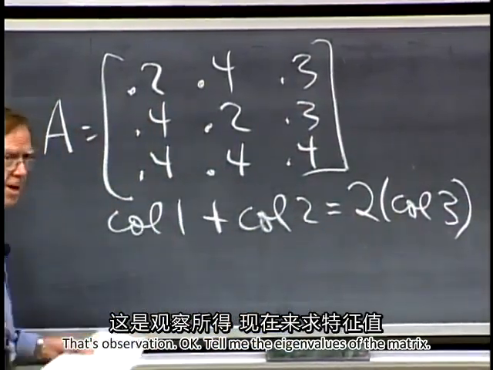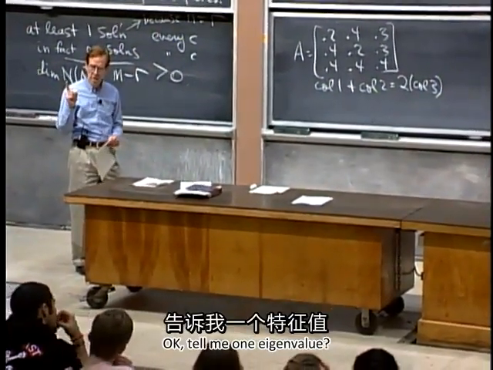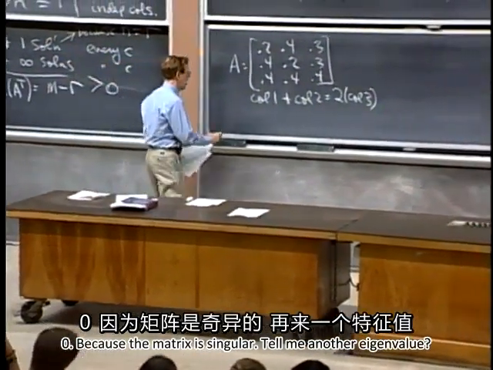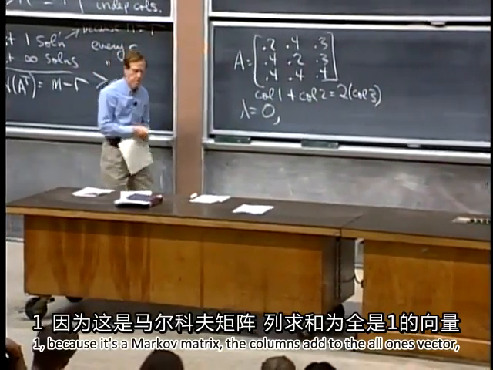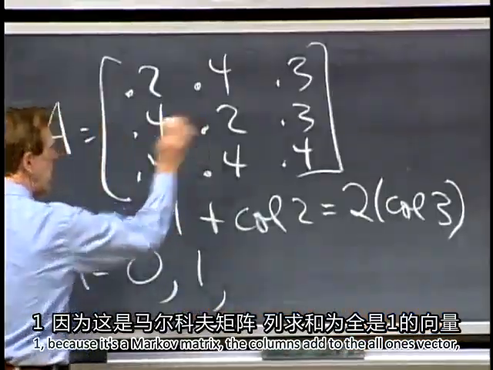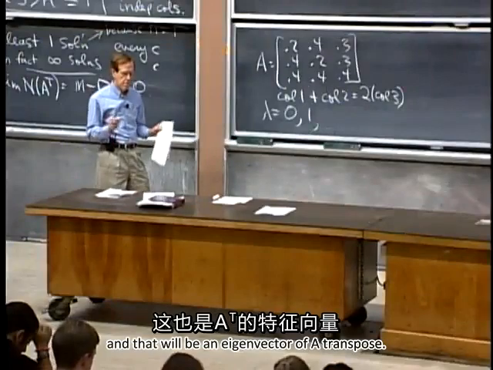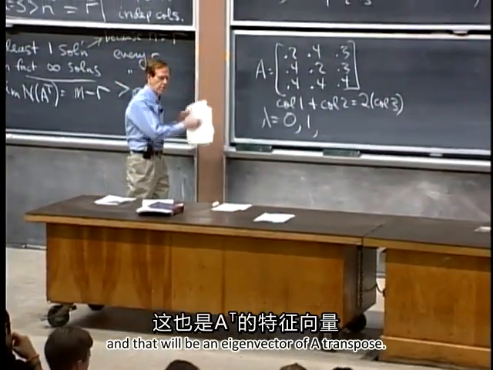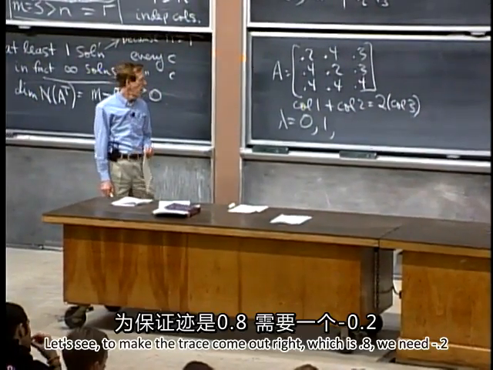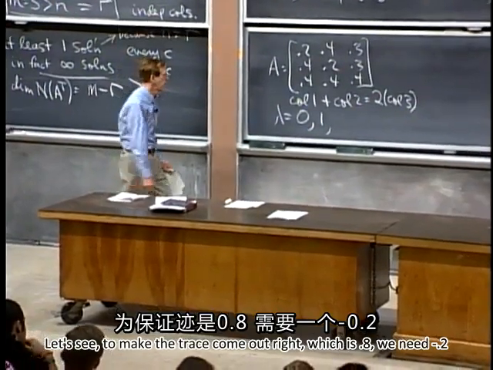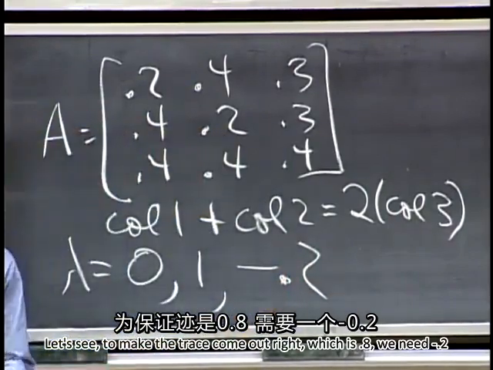Okay, I want you to tell me the eigenvalues of the matrix. Okay, tell me one eigenvalue. 0, because the matrix is singular. Tell me another eigenvalue. 1, because it's a Markov matrix. The columns add to the all ones vector, and that will be an eigenvector of A transpose. And tell me the third eigenvalue. Let's see, to make the trace come out right, which is 0.8, we need minus 0.2.